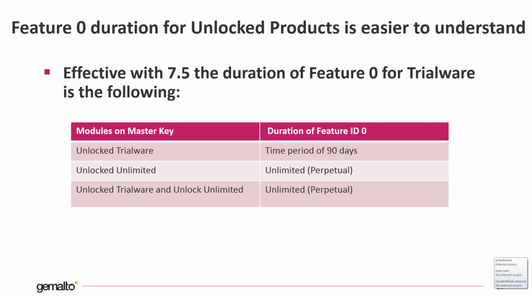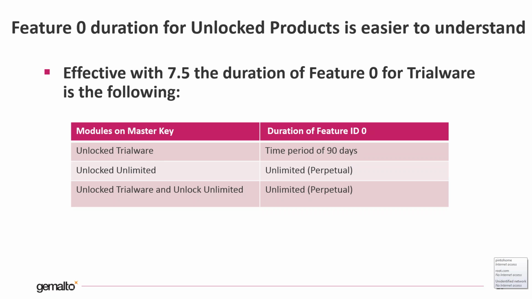So let's go back to the presentation and talk about some additional features that were added in this version. As I said, we're talking about the unlock, so it's a good segue to this slide. The feature zero duration with the unlock products is now easier to understand because now you have to have a module or a feature in the master key that allows you the specific requirement for the unlock product. For example, if you want to use a time period until 90 days, you will have to have that unlock trialware feature in the master key, okay?